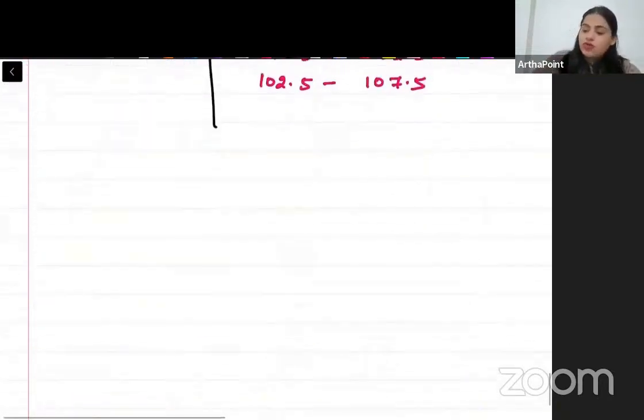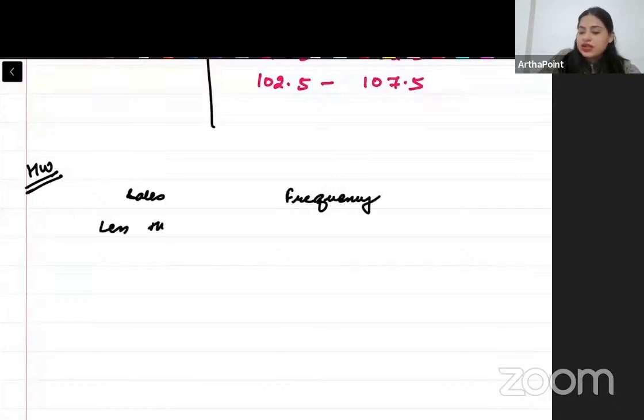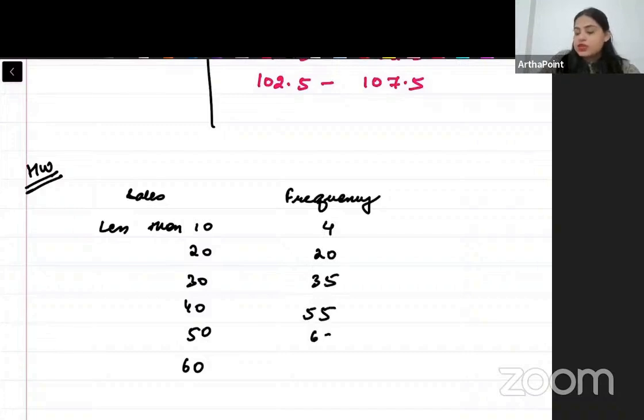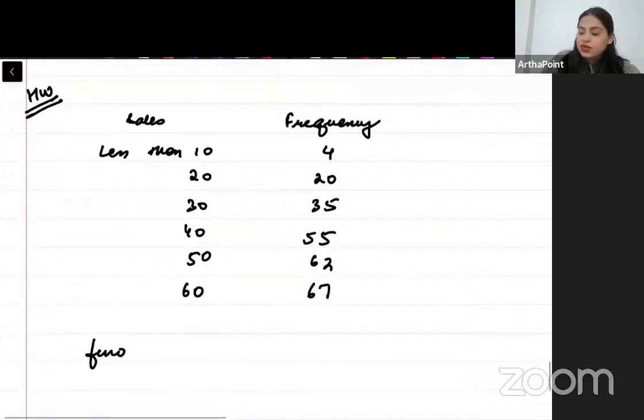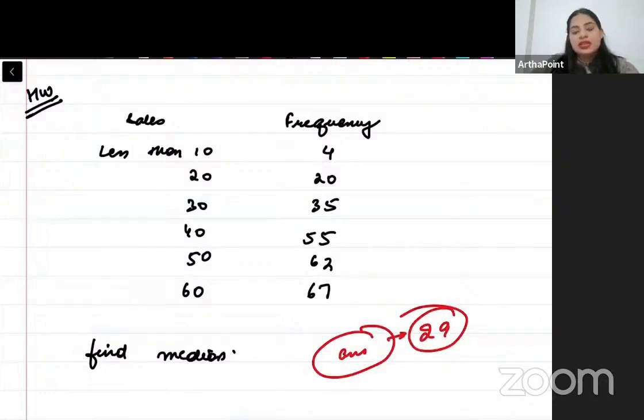Okay. So just a homework question before I go to mode. Please try and do this. You're given sales and you're given frequency. You're given sales less than 10, less than 20, 30, 40, 50, 60, and frequency 4, 20, 35, 55, 62, 67. This is what is given. The question is: find the median. And I'm telling you the answer you should be getting, please verify: the median should be 29.